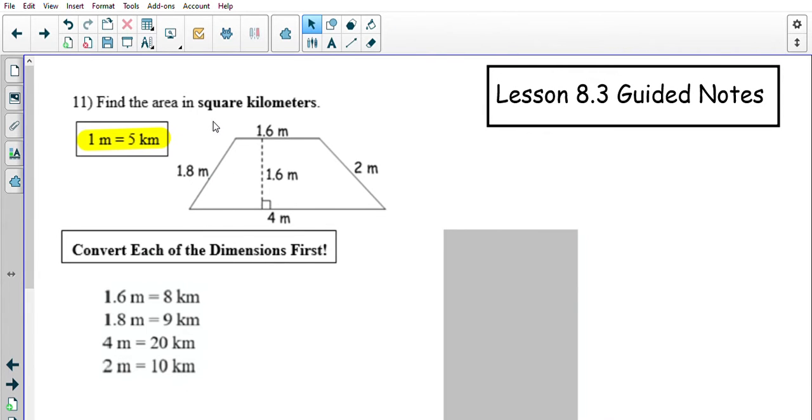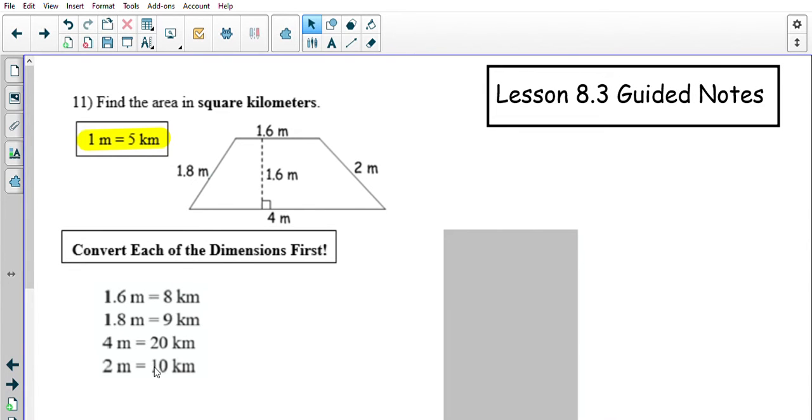There we go. So our 1.6 meters is equal to 8 kilometers. And I get that by taking 1.6 and multiplying it by 5 to get 8 kilometers. Our 1.8 meters on this left-hand side times 5 is going to get us 9 kilometers. The bottom, which is 4 meters, multiply that by 5 to get 20 kilometers. Our height is actually the same as the top. And then the right-hand side is 2 meters, multiply that by 5 to get 10 kilometers.